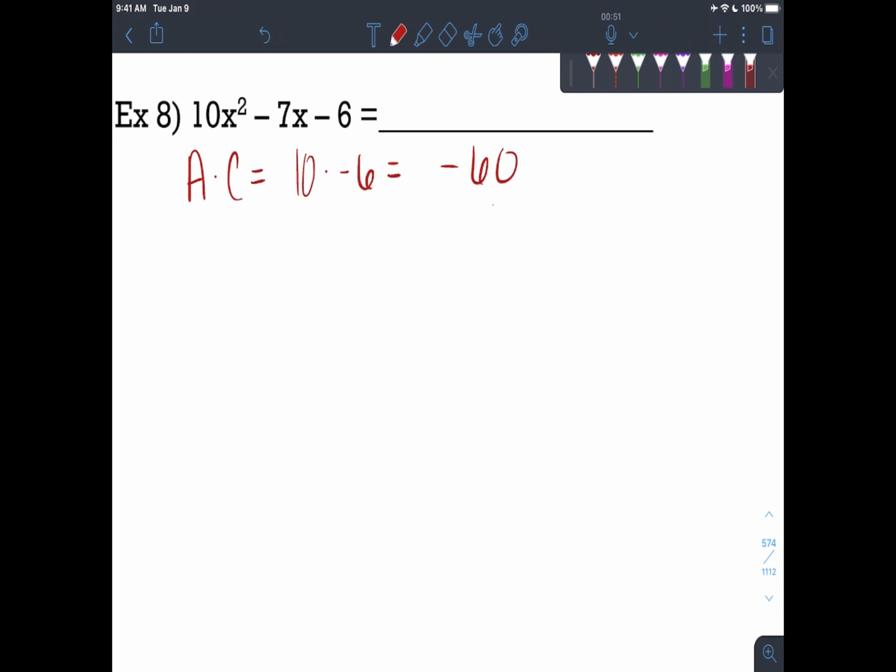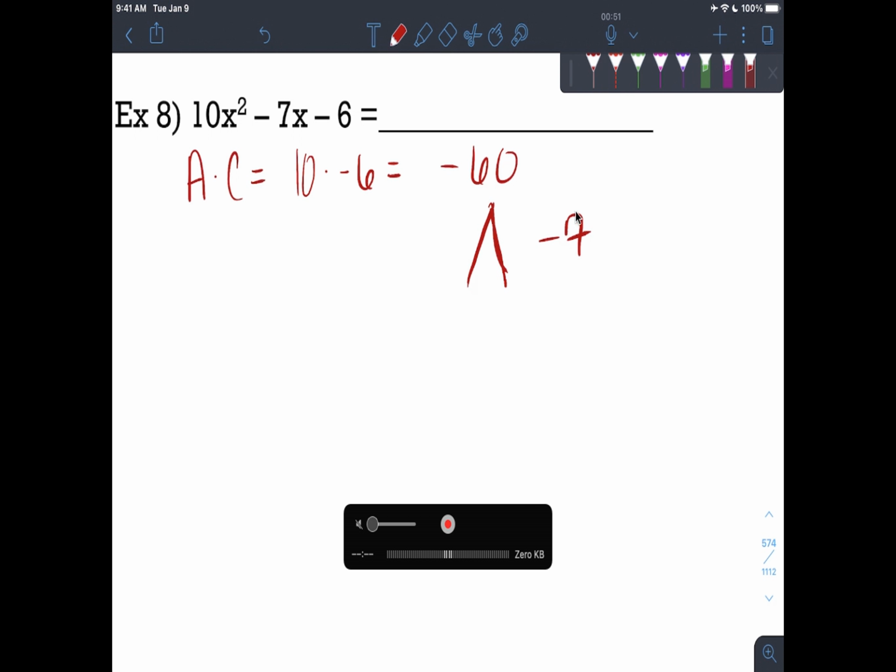I get -60. So I need two numbers that will multiply together to give me -60, and when added together will give me -7. So I asked myself, when they're added together, they're negative, and when they're multiplied together, they're negative. If I multiply and get a negative, one's got to be negative, one's got to be positive. And this tells me the negative number is bigger.